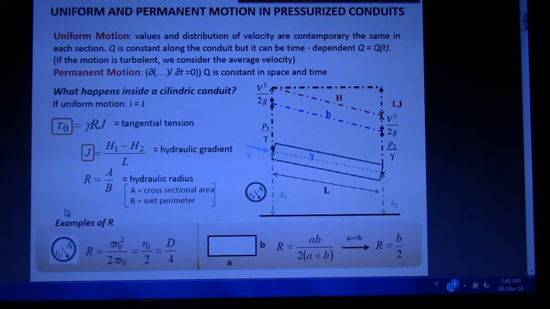At the same time, R is defined as the hydraulic radius. The hydraulic radius is the ratio between the cross-section area that your flow is encountering during its motion over the wet perimeter. So, for example, let's try to define it graphically.